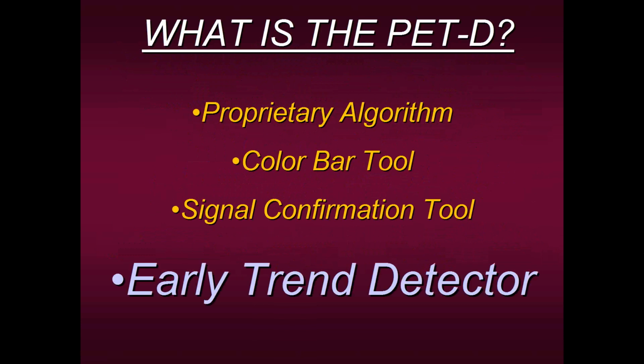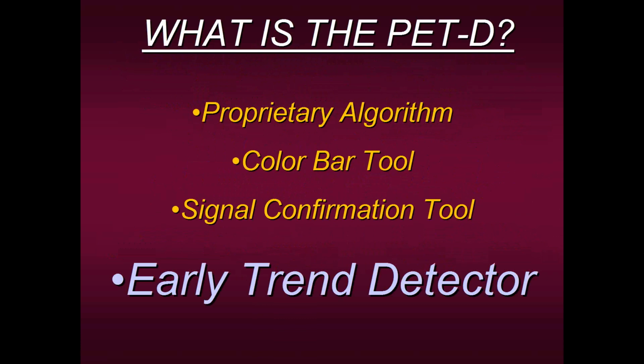But what we're going to be talking about today is the simplest, but I feel one of the most powerful ways to apply the Pet D, and that's as an early trend detector. Because in my 40 years of trading, I have not found one thing that even comes close to matching how good this tool can tell me when the trend is changing or about to change.